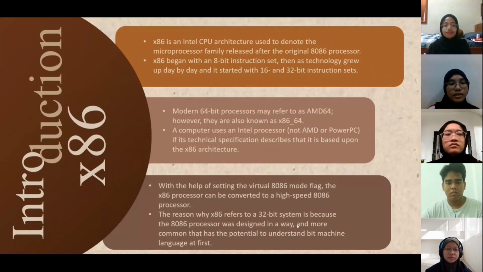First, I will talk about the introduction of X86. X86 is an Intel CPU architecture used to denote the microprocessor family released after the original X86 processor. It originated with the 16-bit X86 processor in 1978, which denotes the microprocessor family on the basis of the Intel 8086 and 8088 microprocessors.